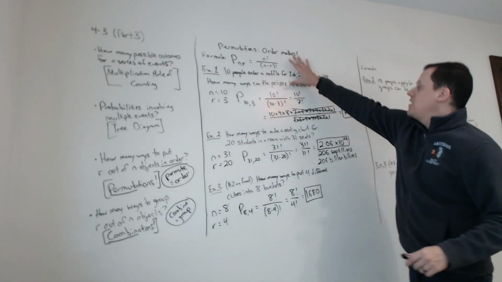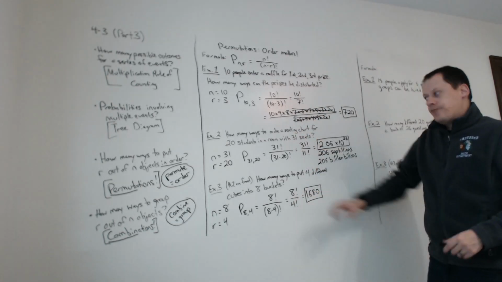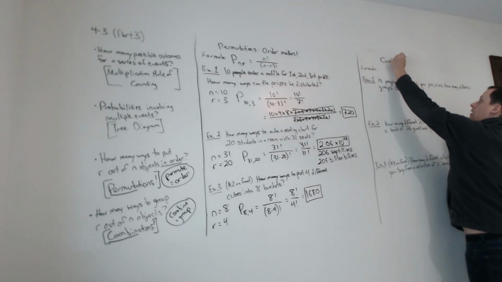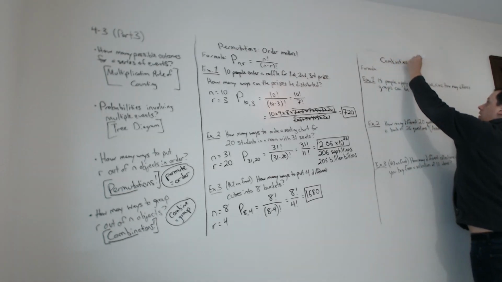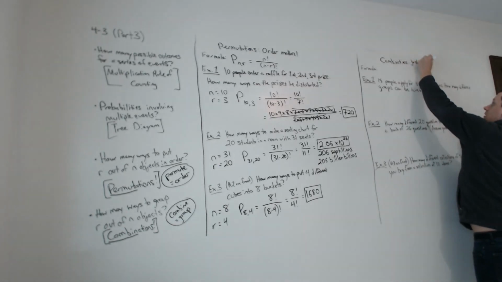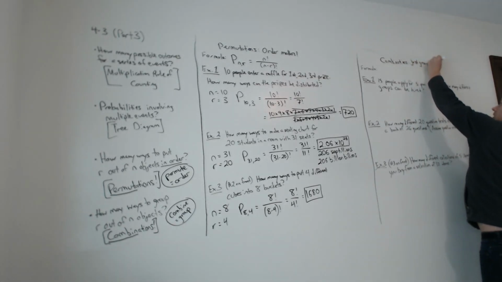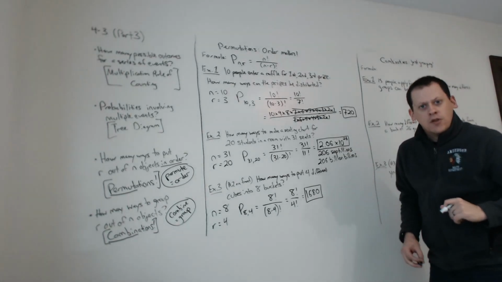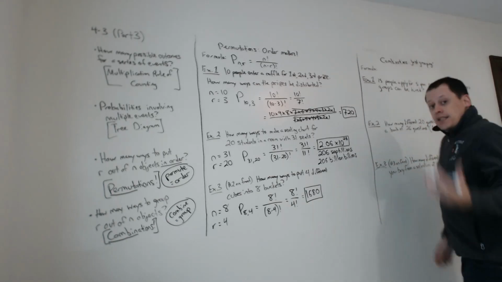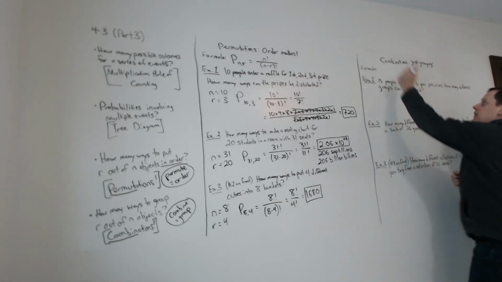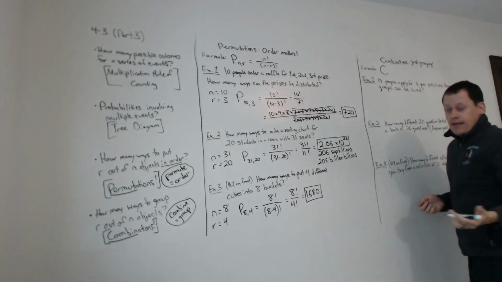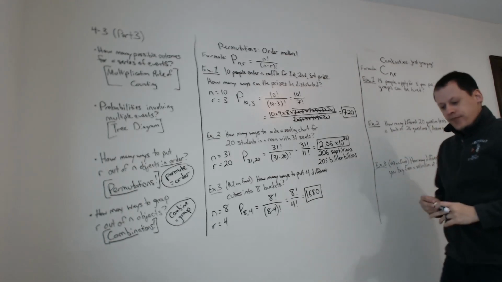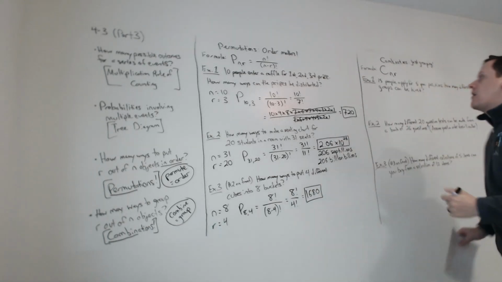Permutations are if the order matters, and you use this formula. Combinations, on the other hand, are when you are just grouping. We're not putting things in order, we're just seeing how many groups we can make. The formula is a little different. We're using C instead of P, obviously, for combinations. But you've still got n and r.